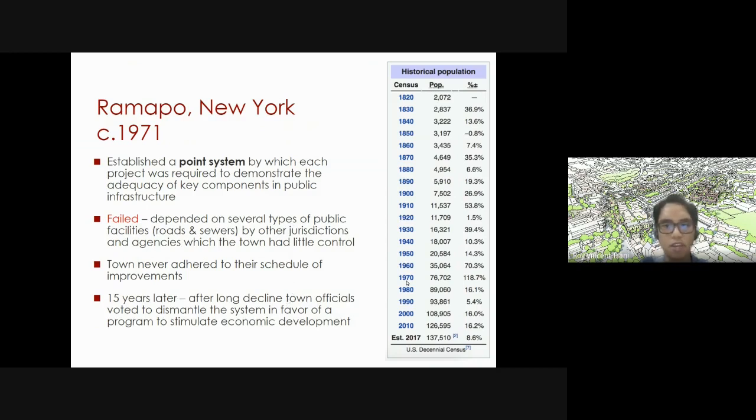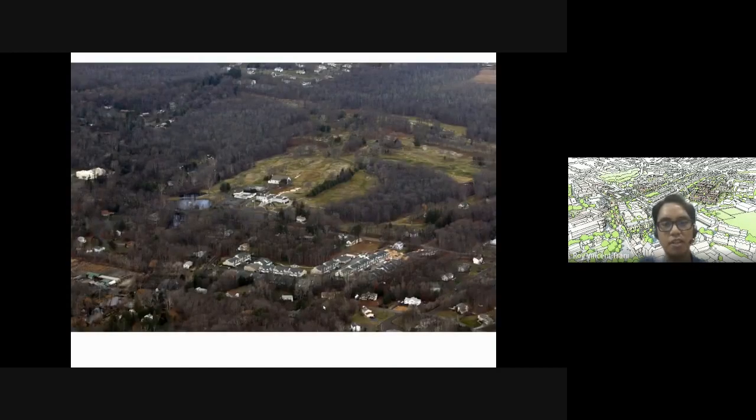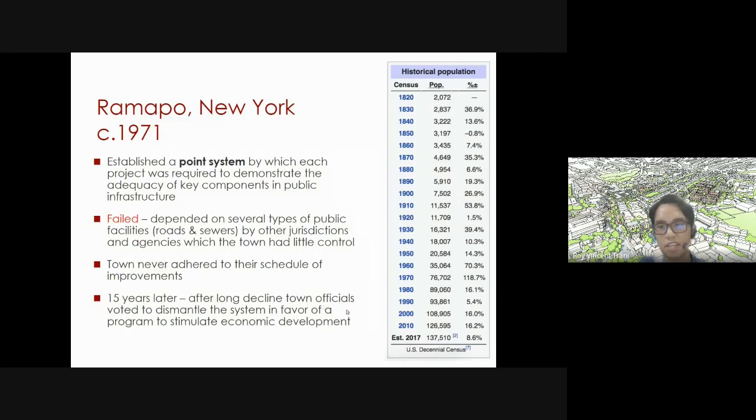After their boom in the 1970s, a long decline. Town officials voted to dismantle the system in favor of a program to stimulate economic development. That program didn't really push through. And if you look at the demographics here, the population data, in 2010 their population growth went down to 16.2%.